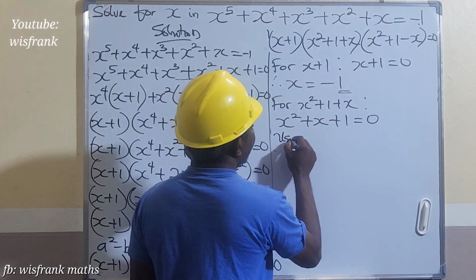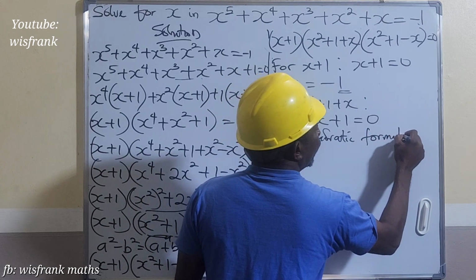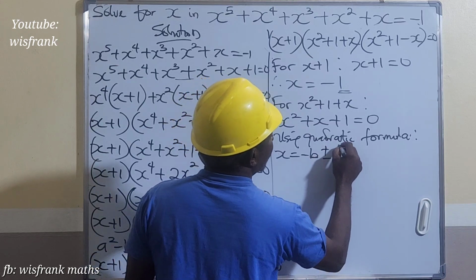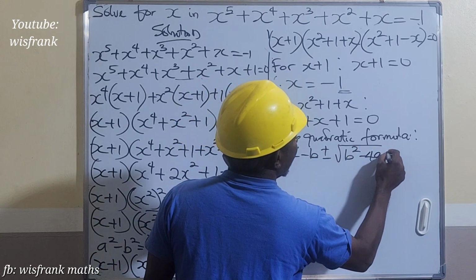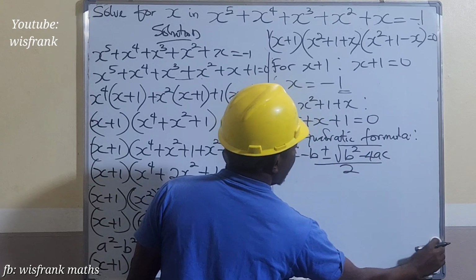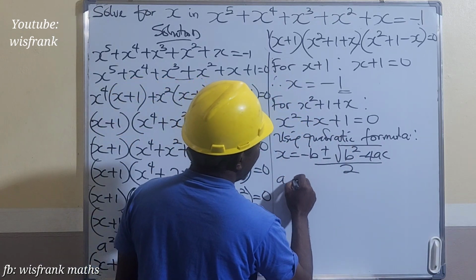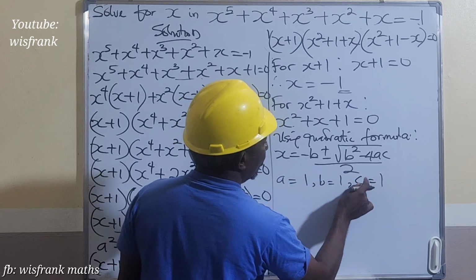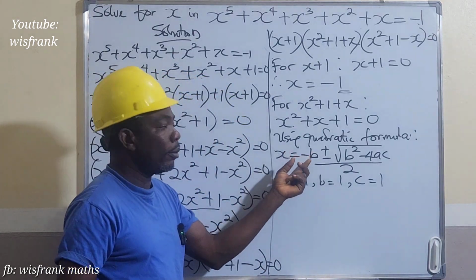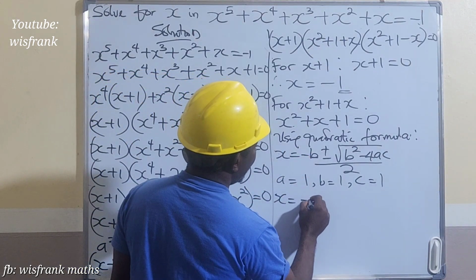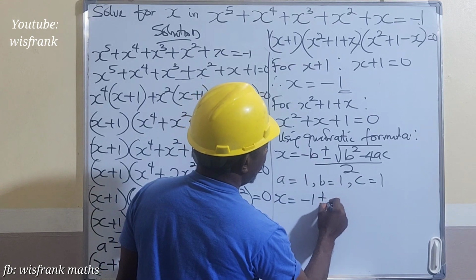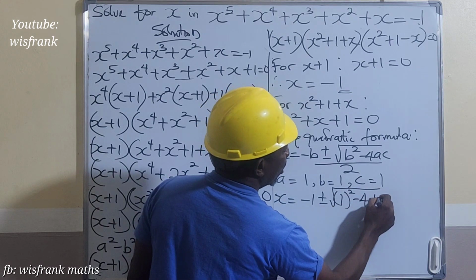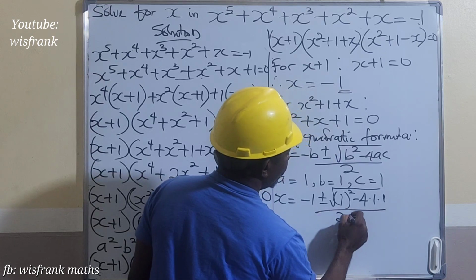Using the quadratic formula, x = (−b ± √(b² − 4ac)) / 2a. In this case, a = 1, b = 1, and c = 1. Substituting these parameters into the quadratic formula, we have x = (−1 ± √(1² − 4 × 1 × 1)) / (2 × 1).